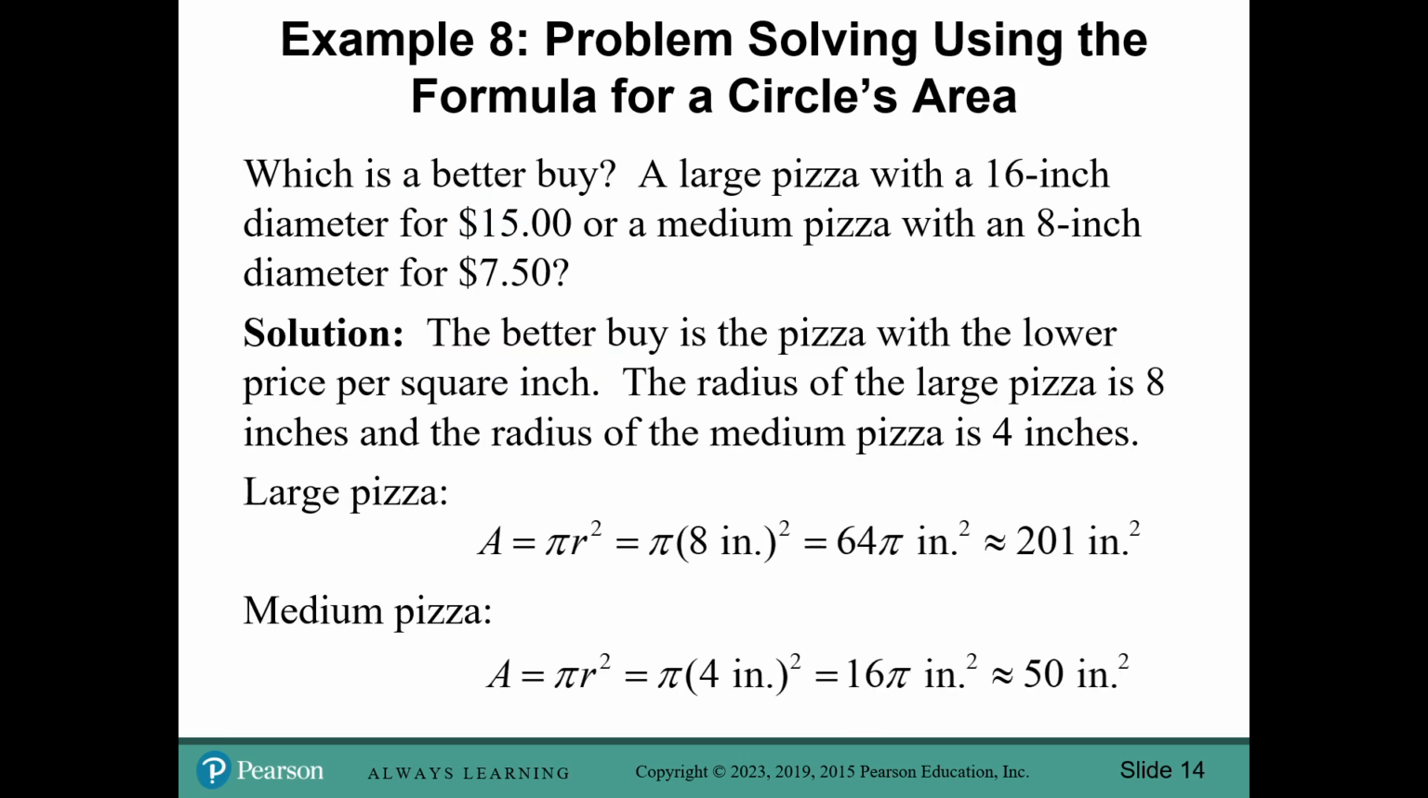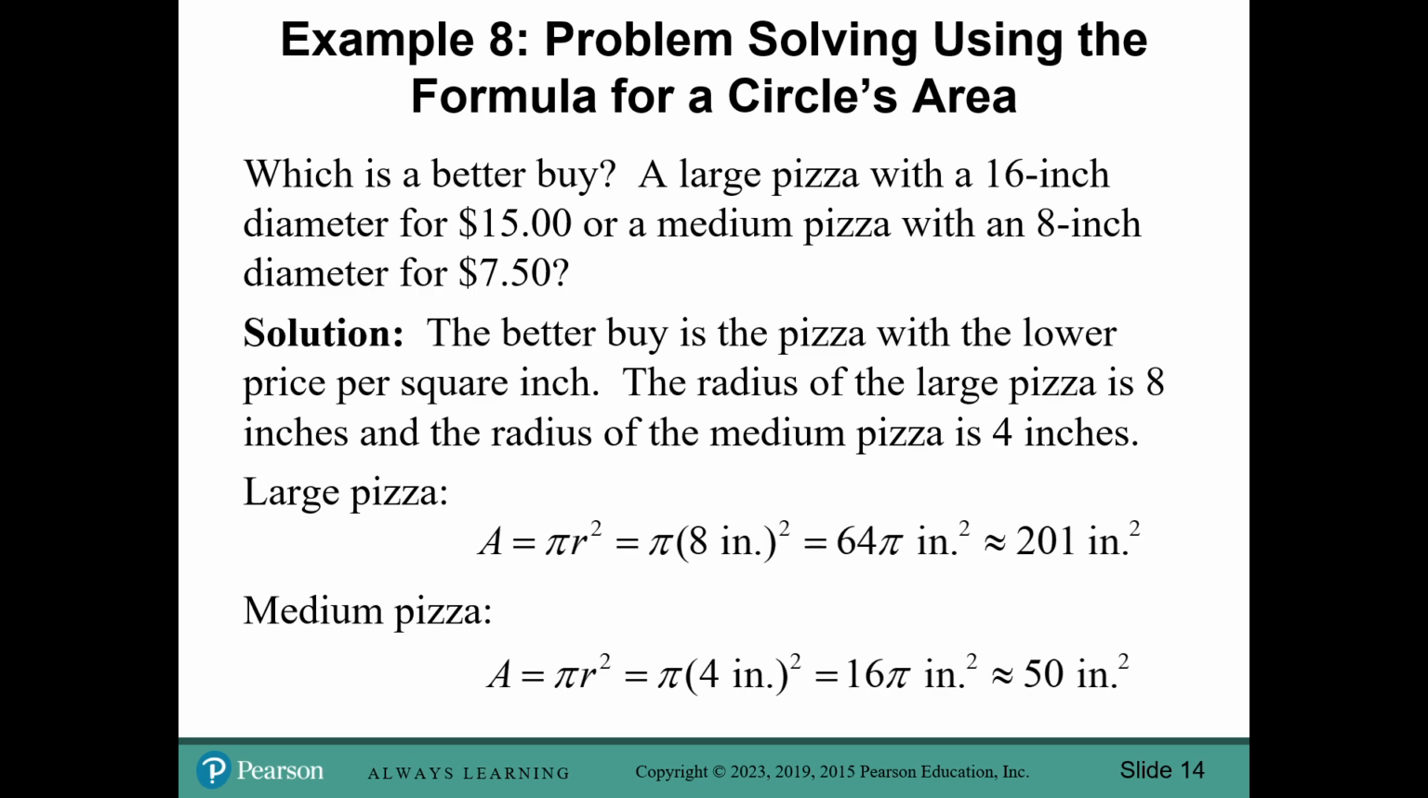Okay. All right. So let's look at this. Change my pen color back. It says, which is a better buy? A large pizza with a 16-inch diameter for $15, or a medium pizza with an 8-inch diameter for $7.50. Okay, the better buy is the pizza with the lower price per square inch. All right, so we've got to figure out what the price per square inch is here. And it's not as straightforward as it may seem because we're messing with circles. The radius of the large pizza is 8 inches and the radius of the medium pizza is 4 inches.